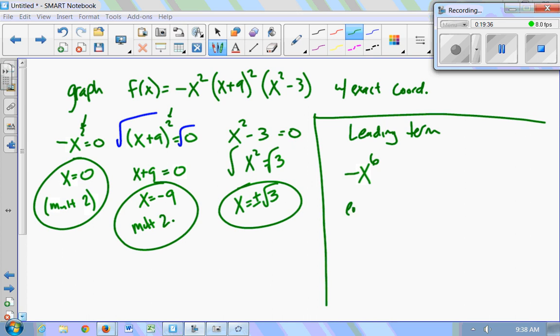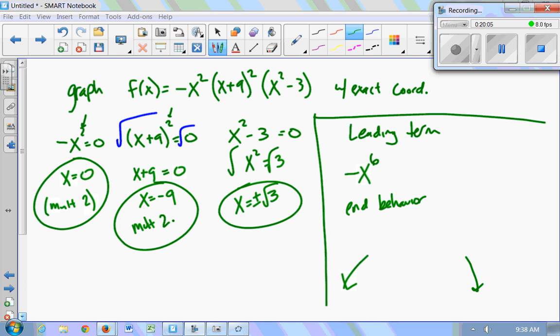which means my end behavior is going to look like this. The even degree means either both arms are up or both arms are down, and the negative means both arms are down. All right, so I know 3 zeros, and I know the end behavior. So I can plot those things.